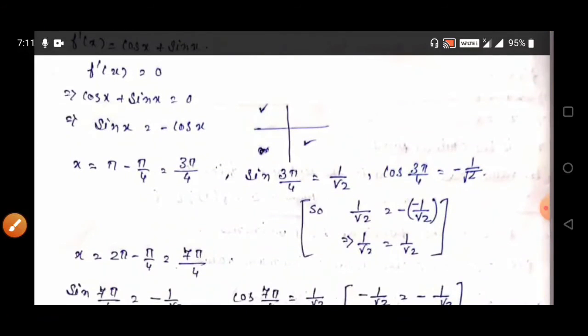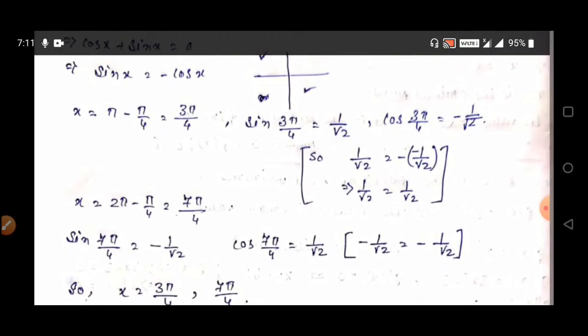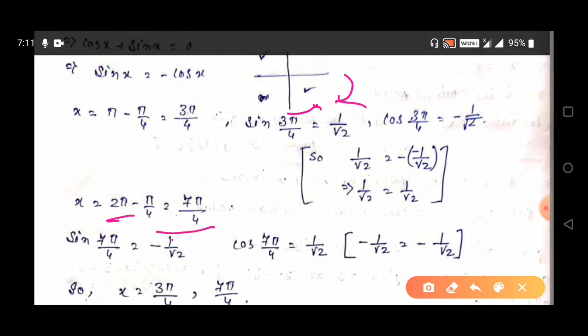Now we will find the value in the fourth quadrant. Here also the same thing, we cannot write 270 degree plus 45 degree. We have to write 360 degree minus 45 degree. 360 degree means 2 pi minus pi by 4. We cannot write 270 degree because 270 degree is an odd multiple of 90 degree. So if we write 2 pi minus pi by 4, then it will become 7 pi by 4.